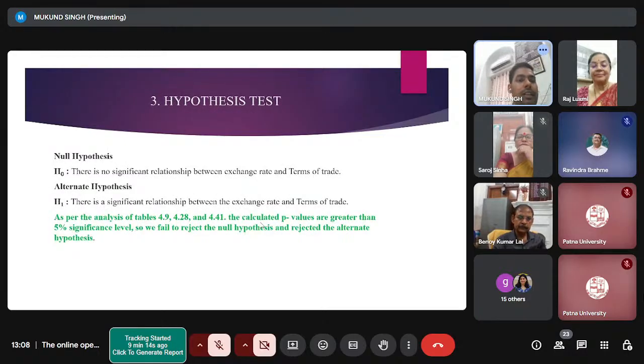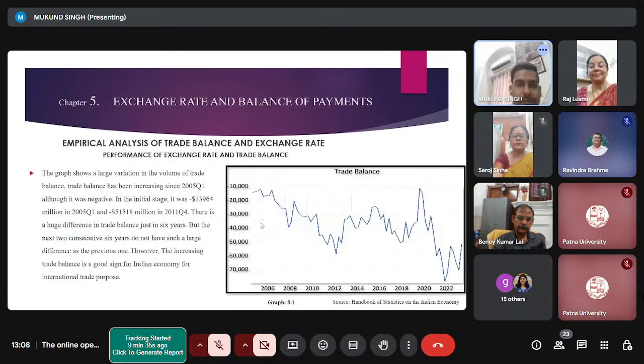Hypothesis three. Null hypothesis: there is no significant relationship between exchange rate and terms of trade. Alternate: there is a significant relationship between exchange rate and terms of trade. As per the analysis of tables 4.9, 4.28, 4.41, the calculated p-values are greater than 5% significance level. So we failed to reject the null hypothesis and rejected the alternate one.